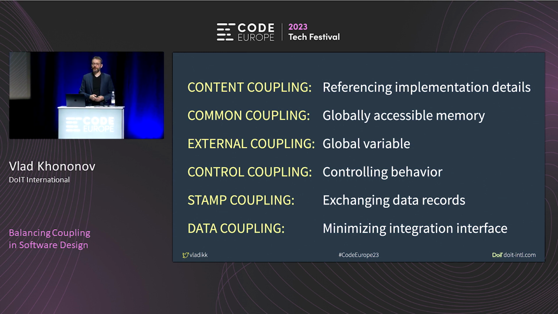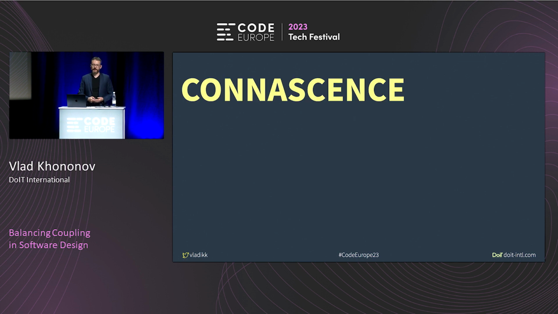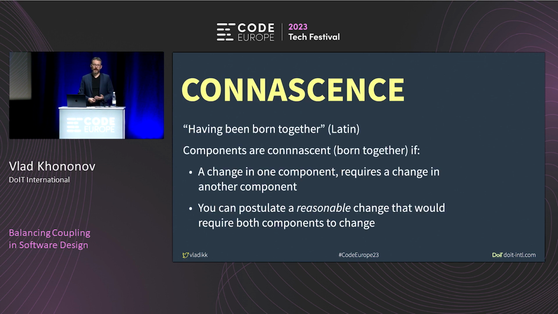Now, these levels were introduced in the late 60s. In the 90s, Meilir Page-Jones proposed another model for evaluating coupling, and this one is more adapted to the object-oriented programming paradigm. He called it connascence. This word comes from Latin, again, and it means having been born together.